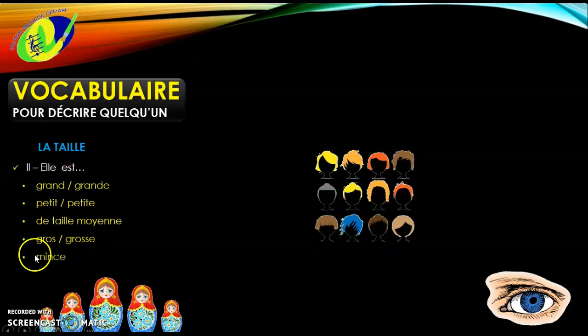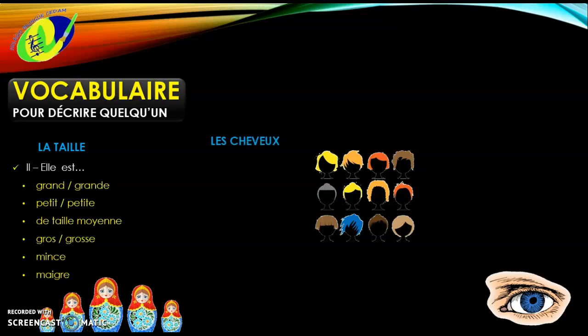Il est mince, elle est mince. You use the same for masculine and feminine, and it means thin, the opposite of gros. And we have il est maigre, or elle est maigre, that means extremely thin, demasiado delgado.